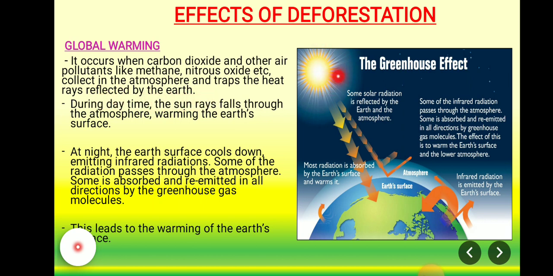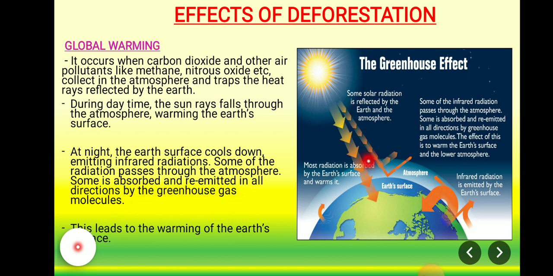In this picture you can see the sun is present. The rays of the sun are falling on the surface of the earth during the daytime. During the day, the sun rays fall through the atmosphere, warming the earth's surface. And at night time, as the earth's surface cools down, emitting infrared radiations, some of the radiation passes through the atmosphere, some is absorbed and re-emitted in all directions by the greenhouse gas molecules.